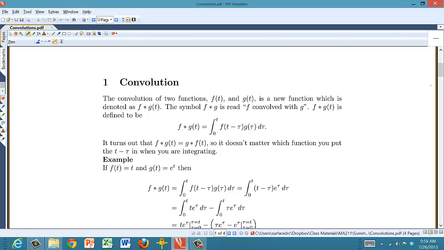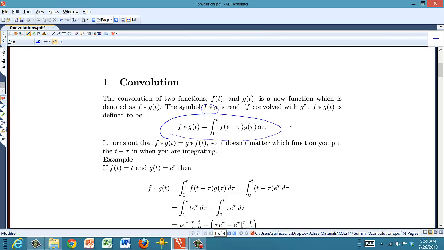Just like the Laplace transform of a function is a new function, the convolution of two functions is a new function. And so here we have a definition of how to compute it. This symbol here, f star g, that's not multiplication, that's convolution, and you read that f convolved with g. So you get a new function, and it's called f convolved with g.